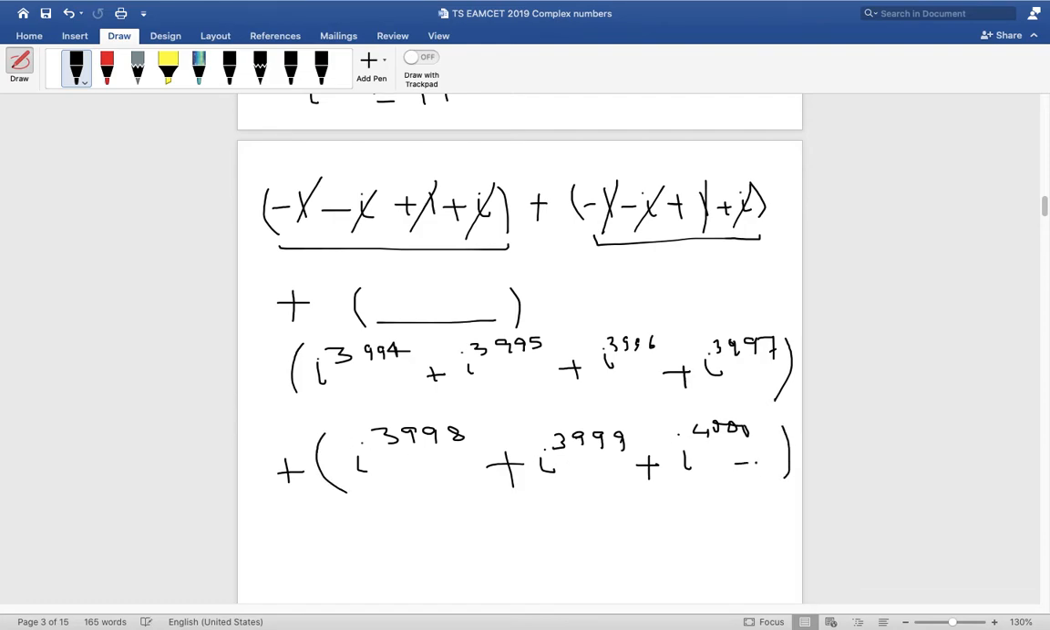Of course, the 4th term is missing, which should have been iota raised to the power 4001. If 4001 was also here, then this would have also become 0. This is already 0. Your answer would have been 0. But since 4001 is not there, what is this? This is minus 1, this is minus iota, this is plus 1. So this and this will get cancelled. Your answer will be minus iota.